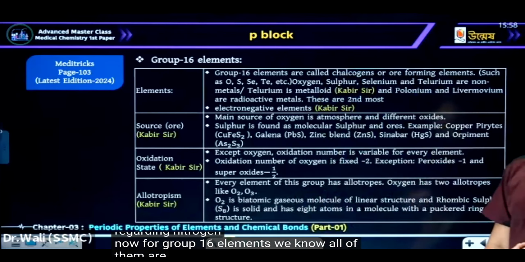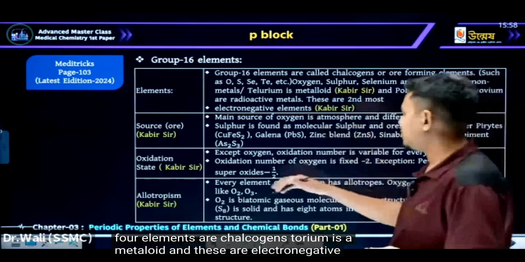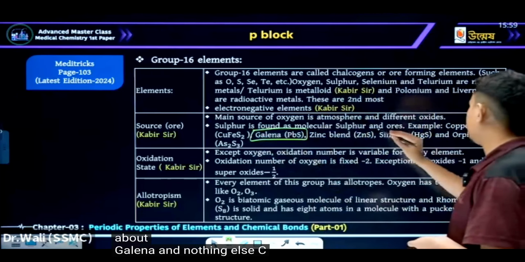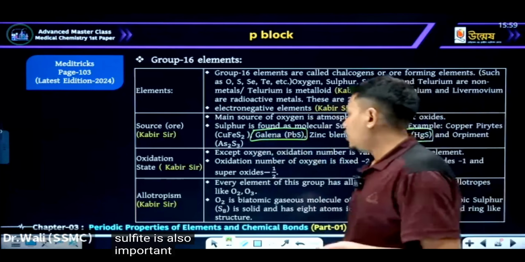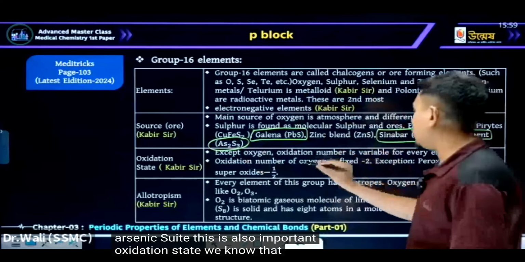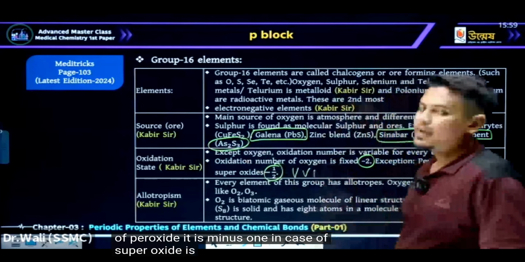Now, for group 16 elements, we know all of them are not chalcogens. Only the first 4 elements are chalcogens. Tellurium is a metalloid. These are electronegative. And regarding the source, you should know about galena and nothing else. Cinnabar, mercuric sulfide, is also important. Orpiment, which is arsenic sulfide, is also important. Oxidation state, we know that the oxidation number of oxygen is -2, but in case of peroxide, it is -1. In case of superoxide, it is -1/2.